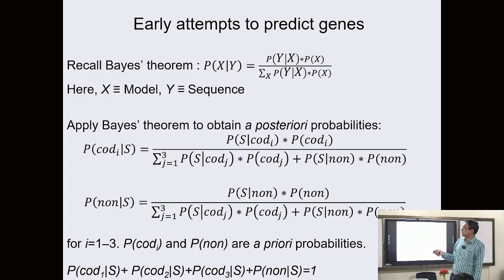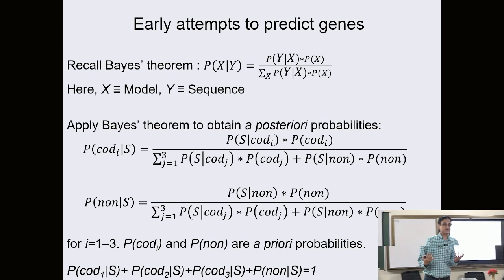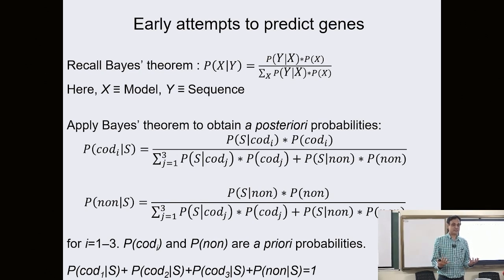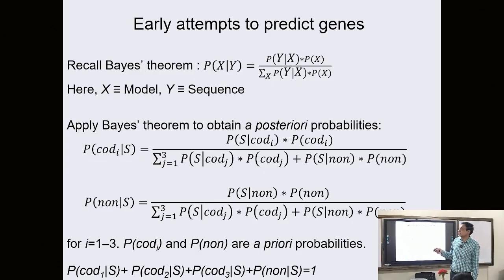Now, the evidence is given to you, which is the sequence. So your belief will change, and this is called posterior probability: the probability of the model, or of protein coding, given the evidence, which is the sequence. Your belief changes after having seen the evidence. That is why it is called posterior probability. Posterior means after having seen the evidence.